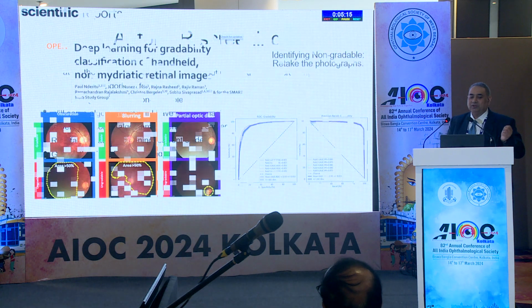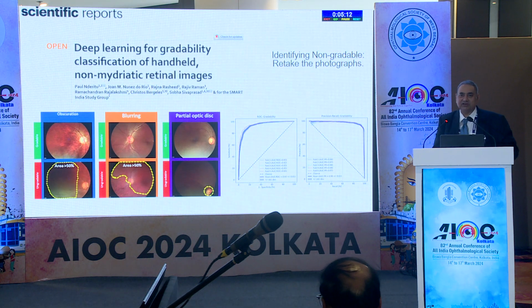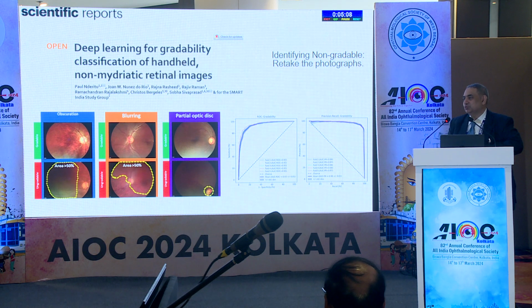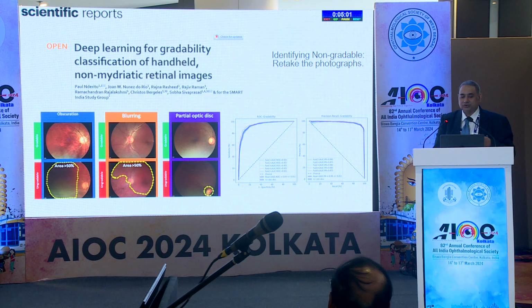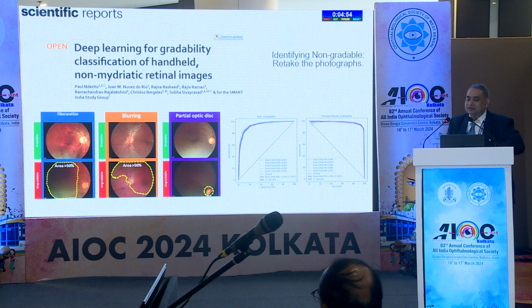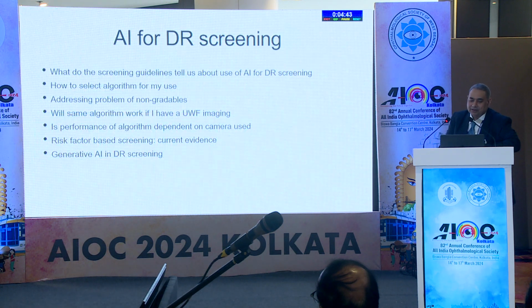How do we address the problem of non-gradables, because this is the major chunk. Whenever you are using a non-mydriatic camera, about a third of the images would be non-gradable. And now there are AI algorithms which can detect whether an image is gradable or not. This was work which we had done in collaboration with a UK group, and we found that we can detect with very high accuracy whether the image would be gradable or not. And if it is non-gradable, it can give a prompt to the photographer to retake the image so that we can get a better quality image.